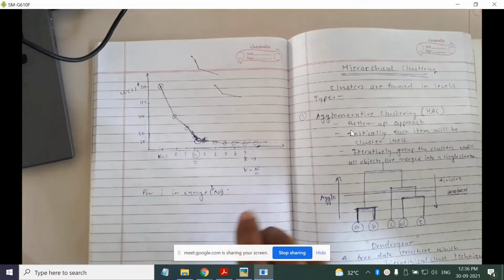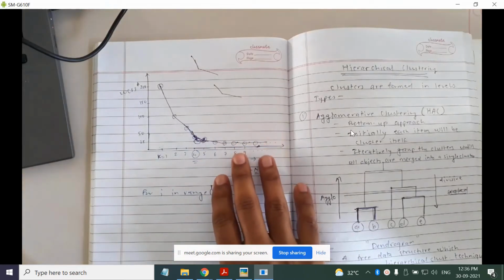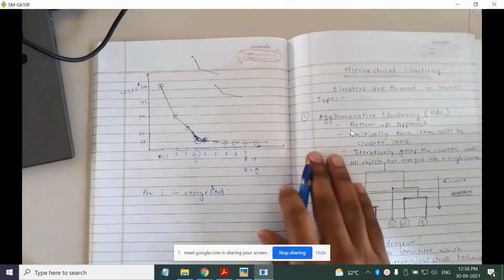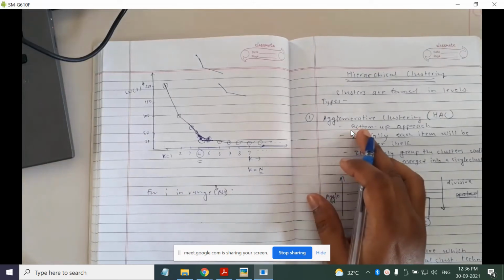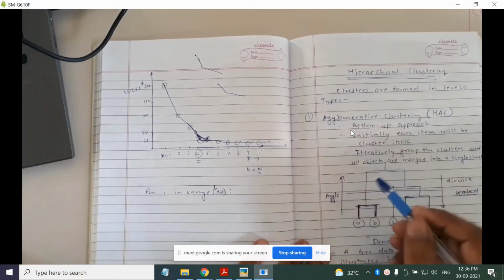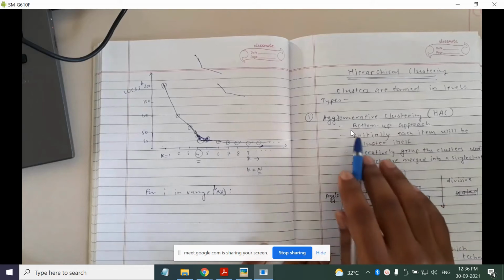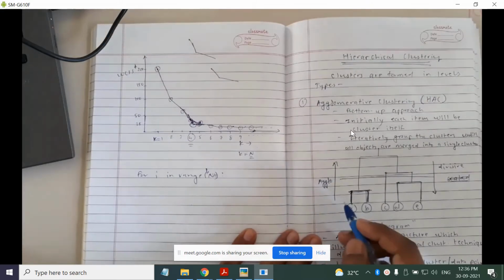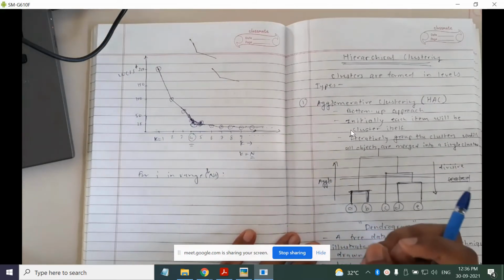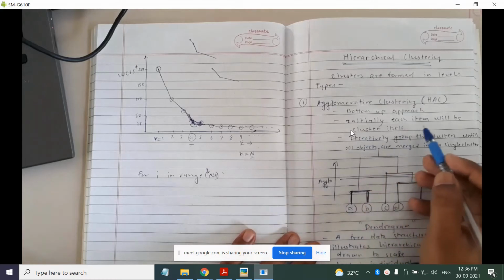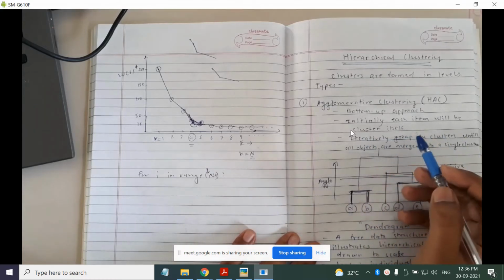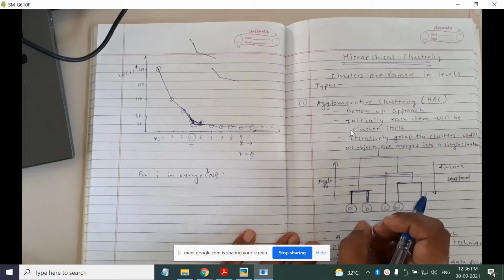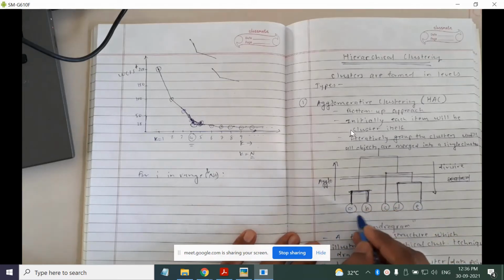Either you can go bottom up or top down, right? If you go bottom up, that clustering technique is known as agglomerative clustering. Agglomerative means bottom up. Each data point will be treated as a cluster, so initially each item will be a cluster itself. Then you start merging the clusters which are closest. If A and B are the closest clusters, you merge them.